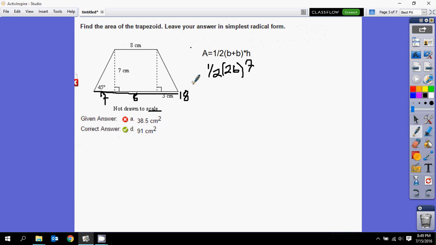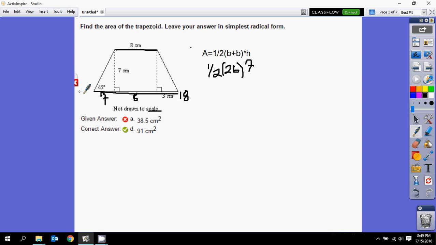Alright, for the next one, I've got another trapezoid. So the area is 1/2 times the sum of the bases times the height. Okay, so I've got 1/2 times... Now I know the top base here is 8. You'll notice this diagram is not to scale, so I can't just assume that the left side here is going to have a 3 just because the right side had a 3, even though they look the same.